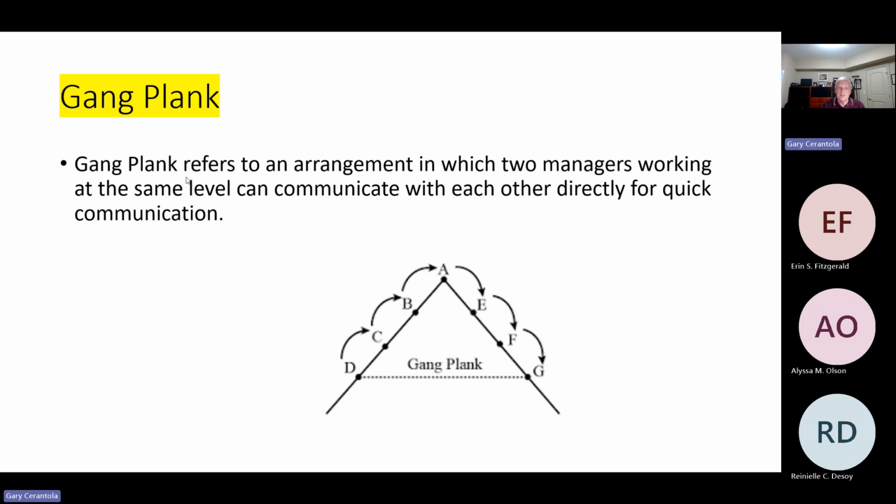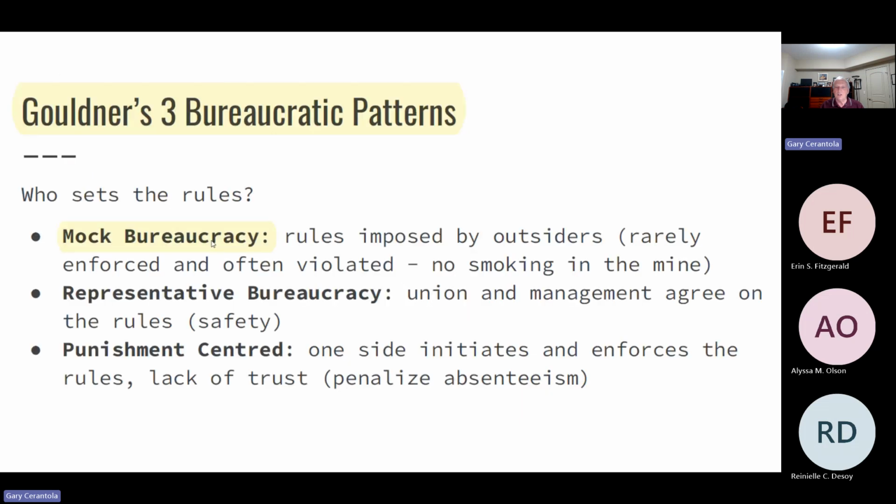And again, just understand what a gangplank is. At the top of the organization, G may not be able to talk to A, but G has the capability in a parallel organization to talk to their counterparts. So that's what they call a gangplank. F can talk to C, G can talk to D, E can talk to B. So the same level can communicate with each other directly for quick communication.